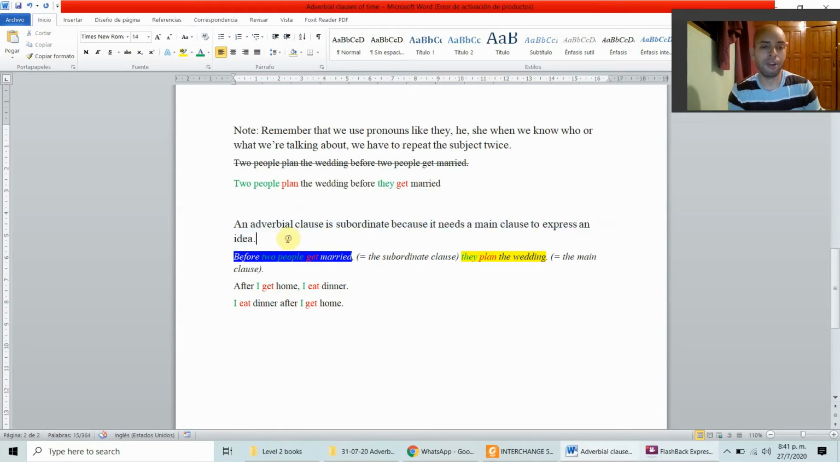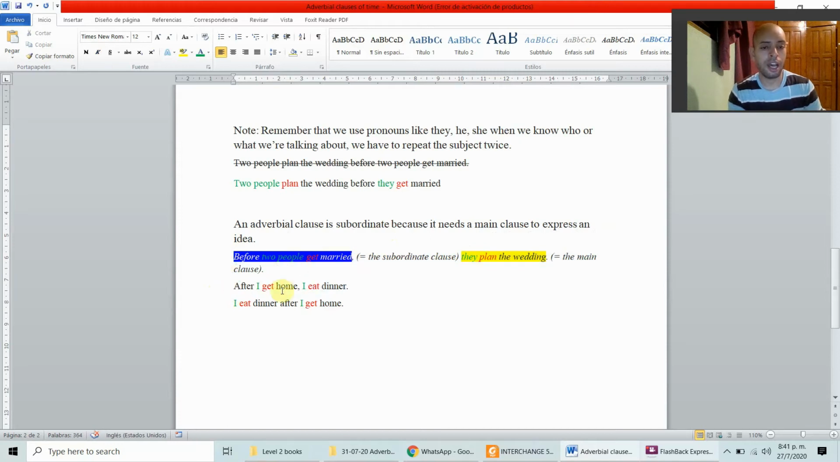And remember, an adverbial clause is subordinate because it needs a main clause to express an idea. This is the main clause. This is a main idea. They plan the wedding. And this is the subordinate sentence. This is the subordinate clause. Before two people get married. This sentence doesn't make sense without this one. If this sentence is alone, it doesn't make sense. Now this one makes sense somewhat on its own. But in this case, both need each other.